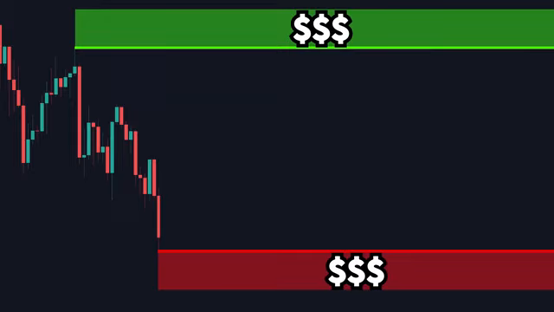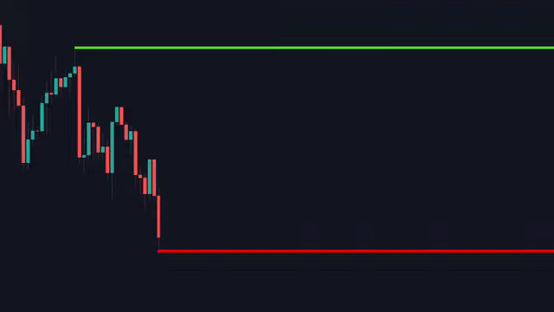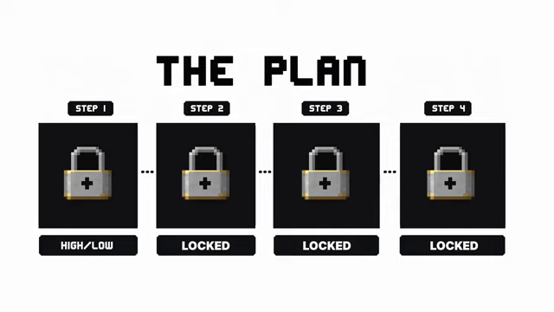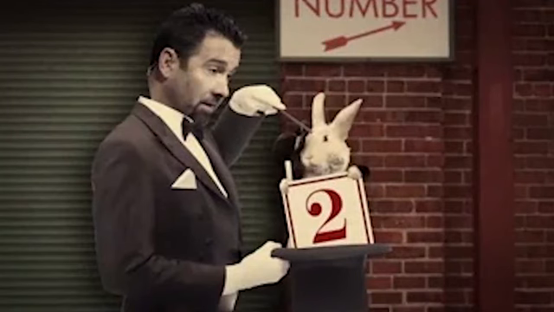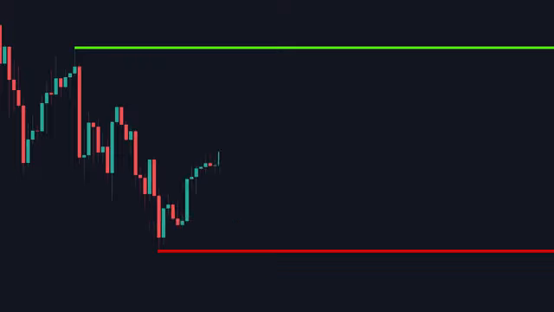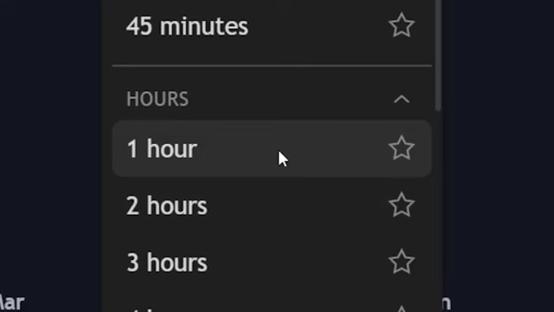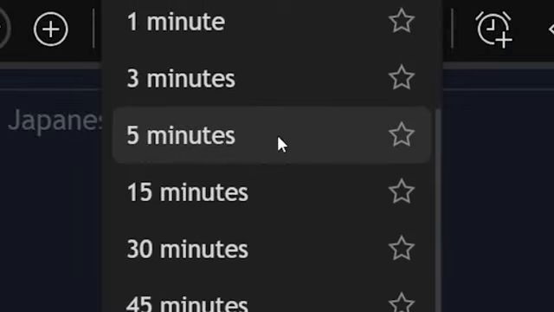Price can do anything from here. We aren't trying to predict price, we're trying to read it. So in this example, price breaks the previous day's low. Which brings us to step number 2. Once price has broken the previous day's high or low, you're gonna go from the 1 hour time frame to the 5 minute time frame.